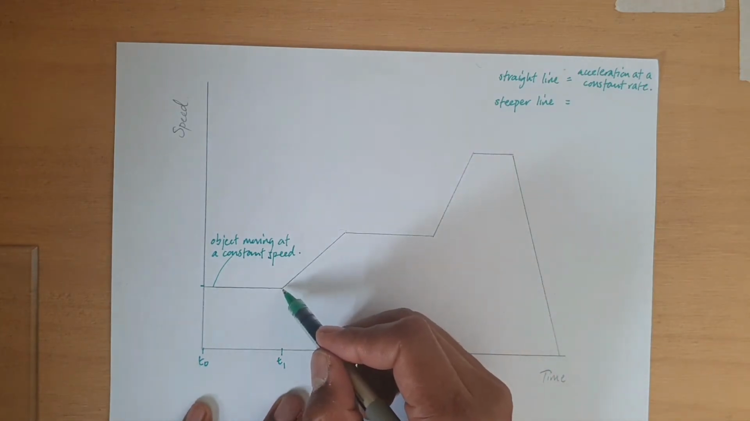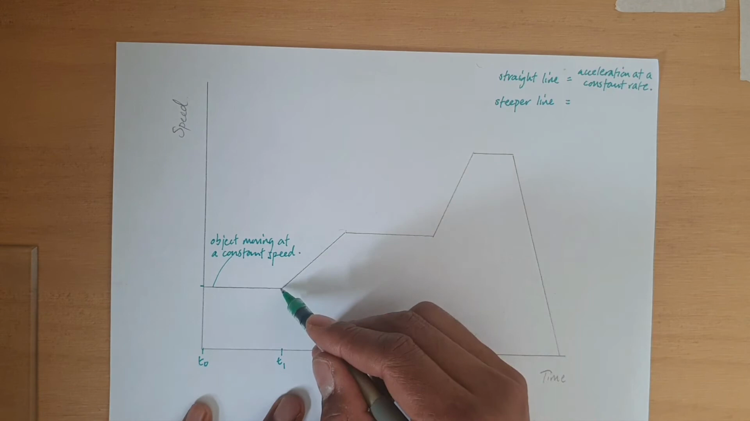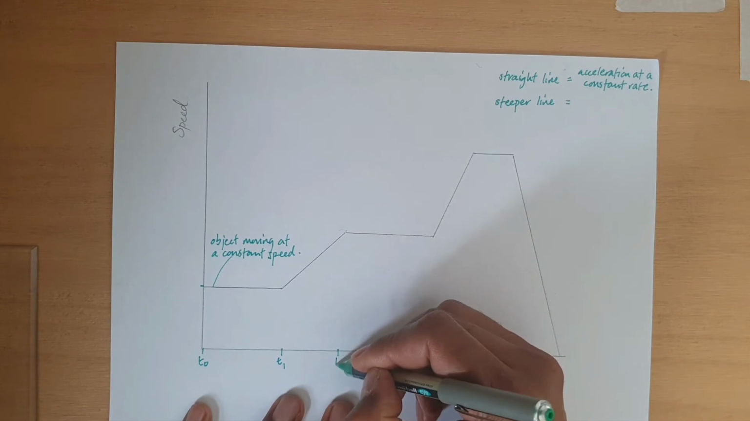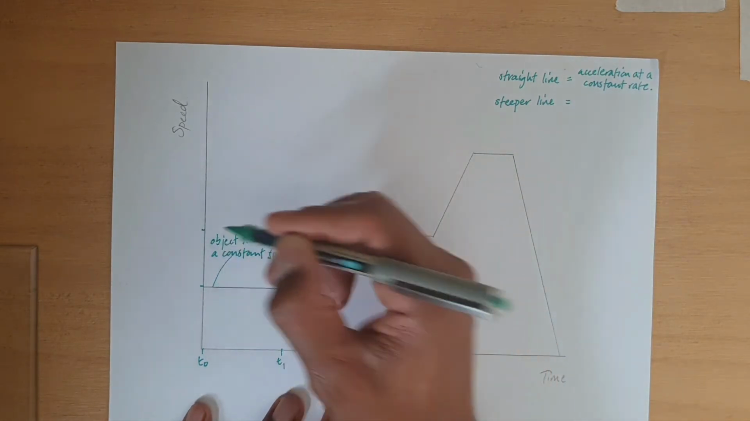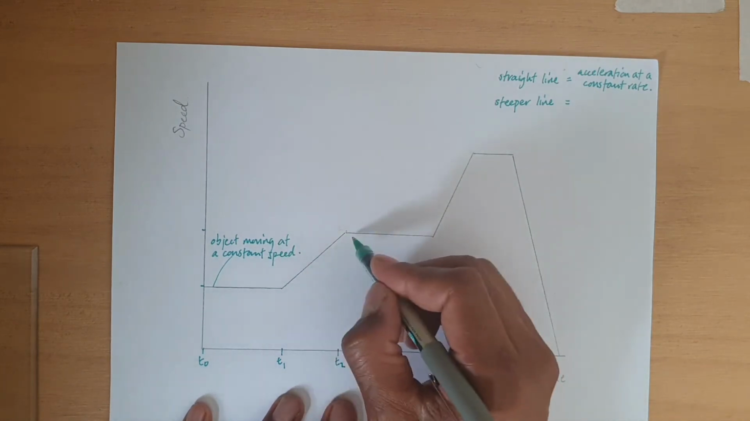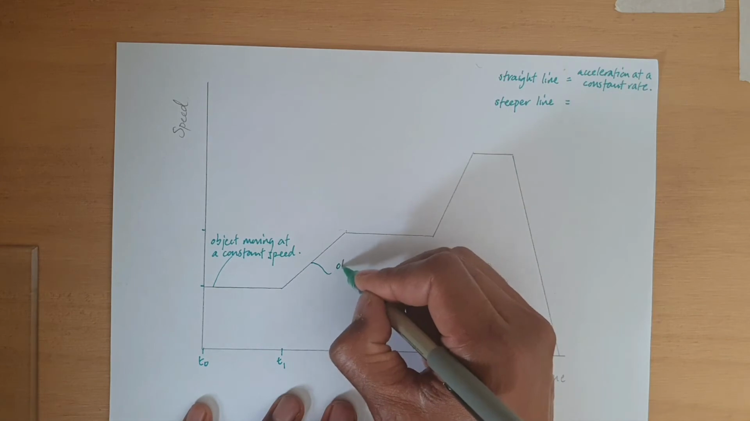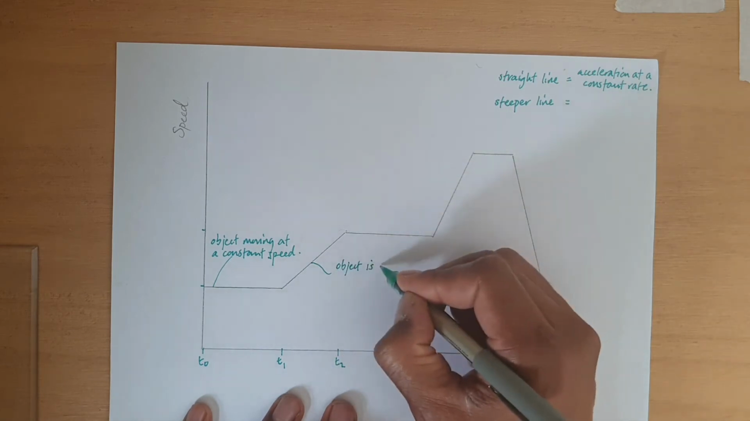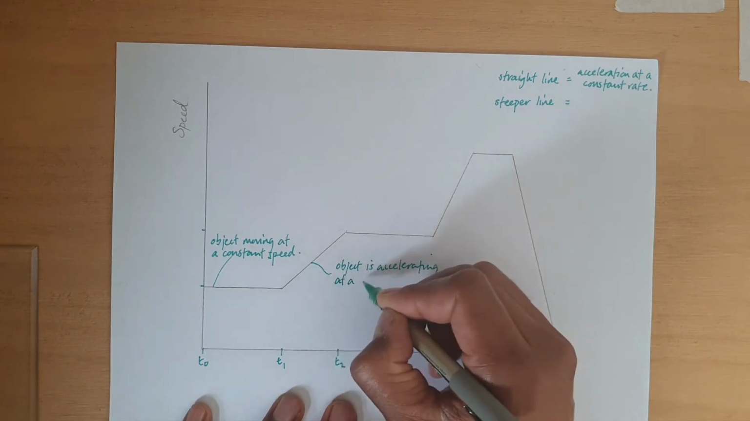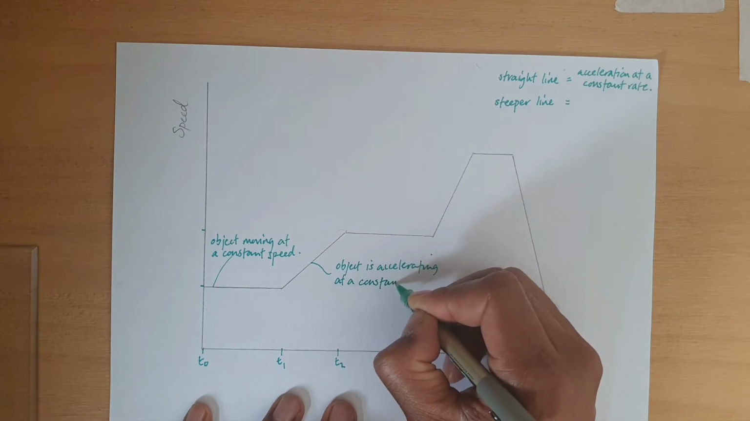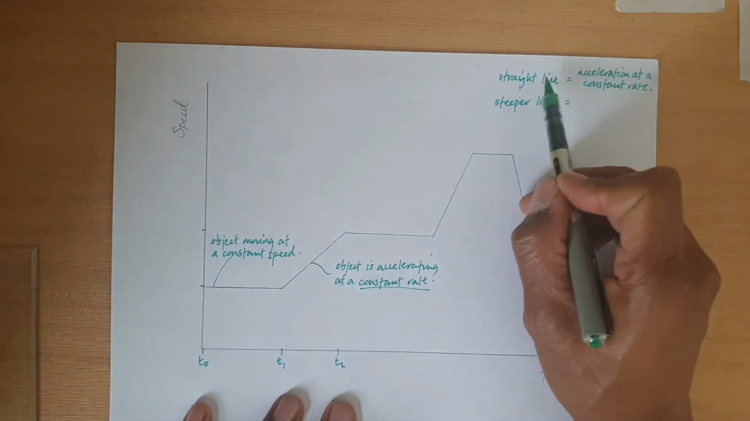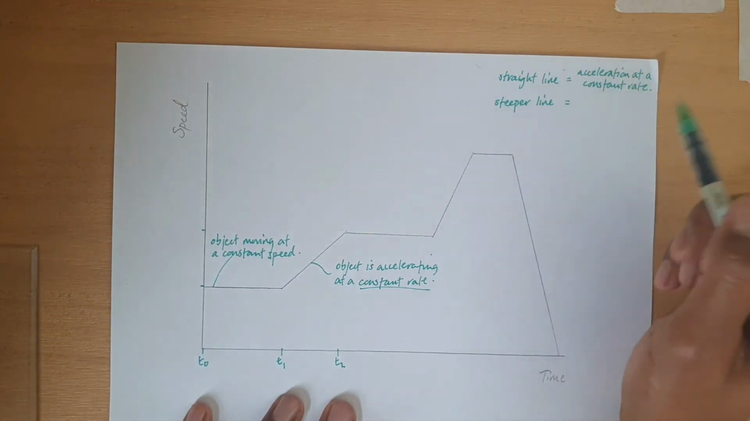Then when it gets to T1, the speed starts to change. At T1, the speed is here, but at T2, the speed is up here. So this object has accelerated. Between T1 and T2, the object is accelerating at a constant rate. That constant rate bit is important because it links to the fact that it's a straight line.